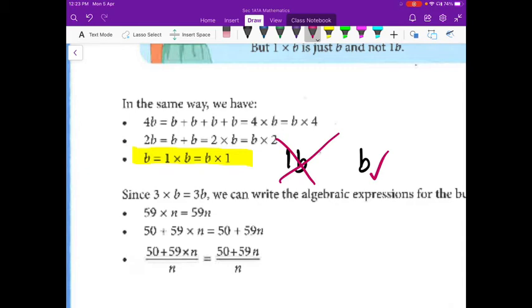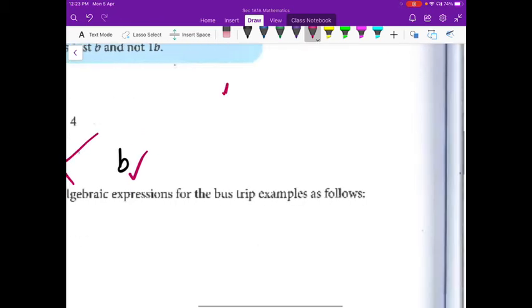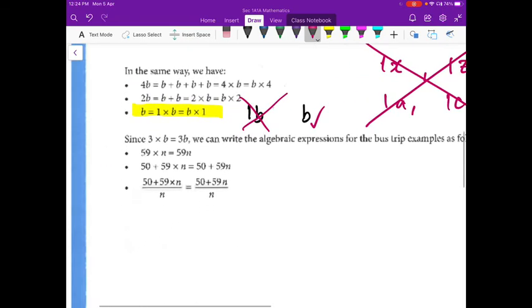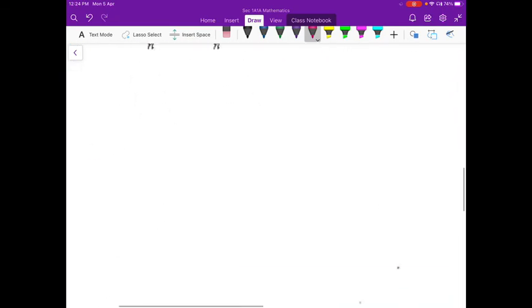Okay? In the same way, I don't expect anybody to write things like this: 1X, 1Z, 1A, 1C. All these, no. Okay? Next. We covered this earlier already. Let's move on to the next page.